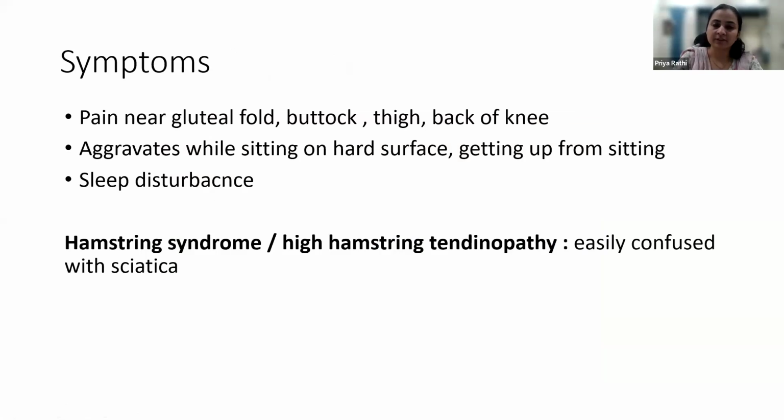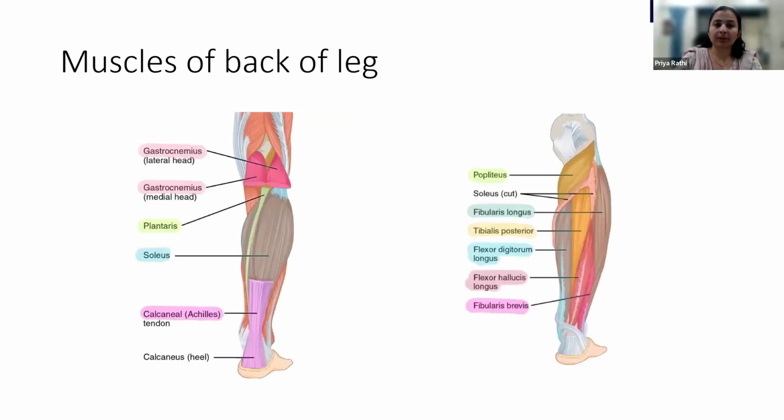Whenever patient tries to straighten the leg, the patient is going to have pain. So this is known as hamstring syndrome and high hamstring tendinopathy, which is easily confused with sciatica. The patient will complain of pain in the posterior aspect of the thigh, and so it's kind of confused with the sciatica.